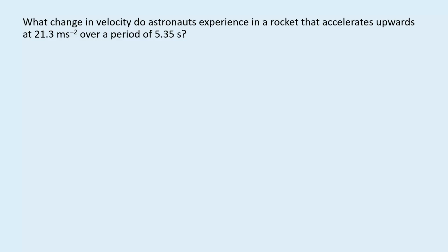What change in velocity do astronauts experience in a rocket that accelerates upwards at 21.3 meters per second squared for a time period of 5.35 seconds? Well, we're looking for the change of velocity. The way to say change is a triangle. That's a capital delta. That means change. So we're looking for change in velocity, delta V. The change in velocity will be the final velocity minus the initial velocity. So we're going to choose a kinematics equation that has this V minus U in it. And the one that jumps out is A equals V minus U over T.